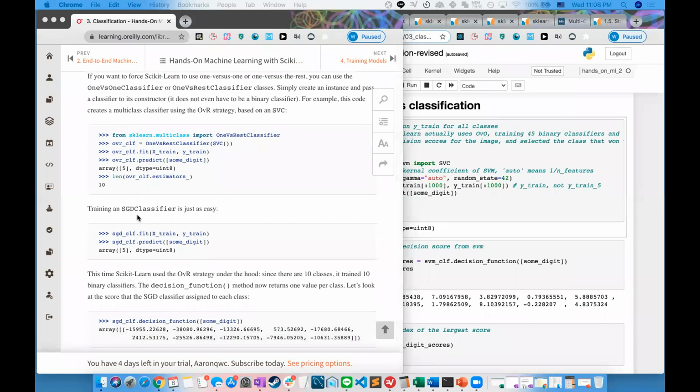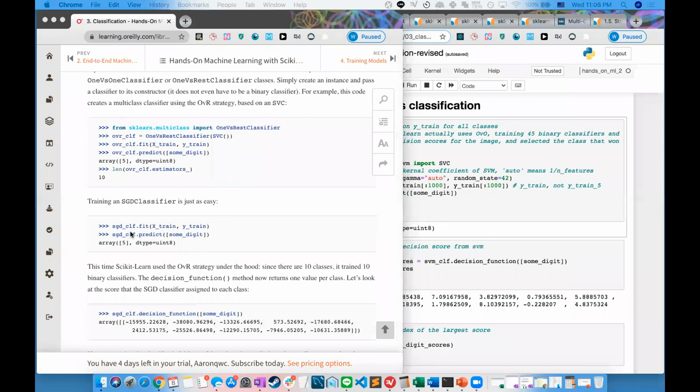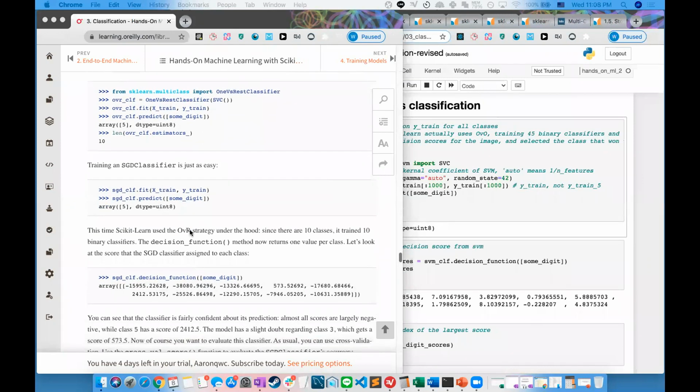Okay, training an SGD classifier is just as easy. And you're basically just, yeah, this is pretty straightforward.